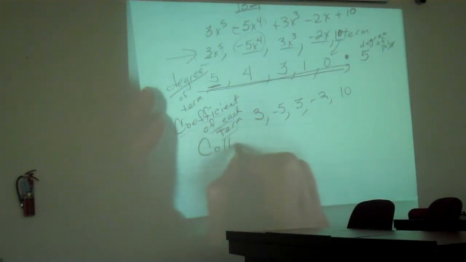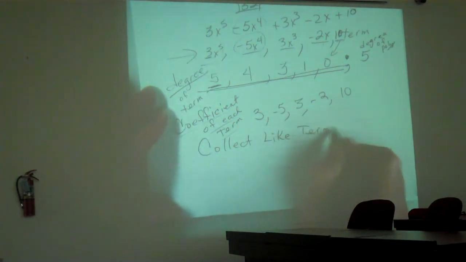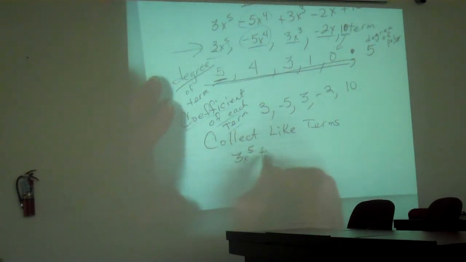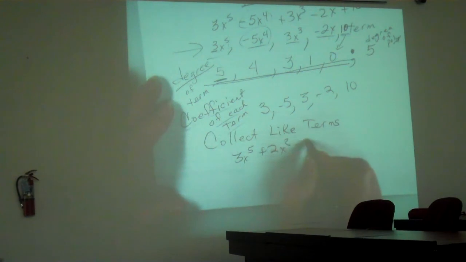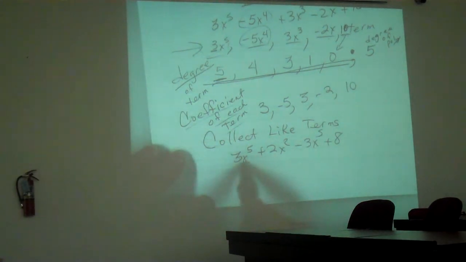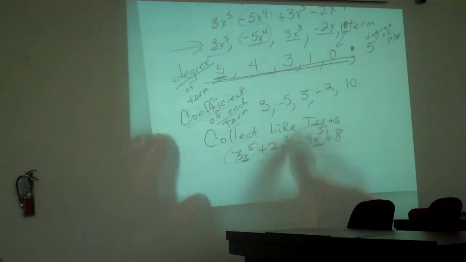If it tells you to collect like terms, let's put 5x to the 5th plus 2x squared minus 3x to the 5th plus 8. The like terms will be the ones that have the same exponents. The variables are the same exactly. So these two are like terms, so you're going to collect this and this.